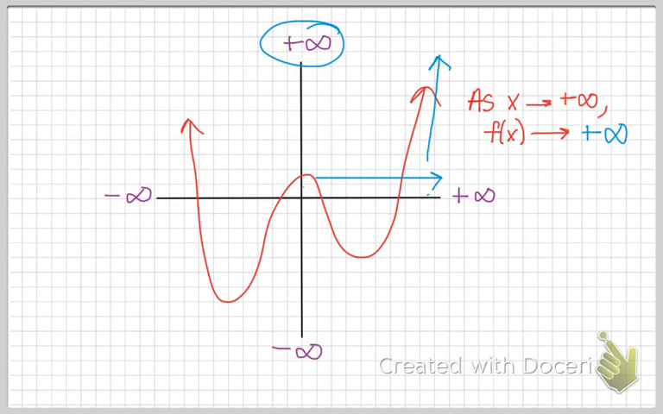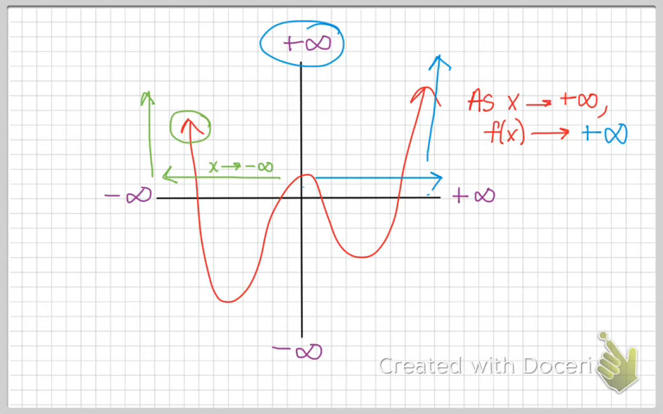infinity. On the other side, as x approaches negative infinity, that would be moving this direction. What are my y's doing? Well, that arrow is also going up, and so f of x is approaching positive infinity. So that is how you read that notation, okay? They don't have to go the same way. If my arrow was pointing down, then I would say towards negative infinity.